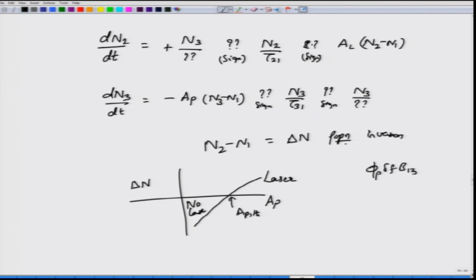Unfortunately, there is no laser action when AP is less than the threshold value. Finally, in all those equations that you have written, you will find out that at population level 3 there are two different spontaneous emission factors that are present. So, one is level 3 to level 1, governed by 1 by tau 3 1, and then you have 1 by tau 3 2.